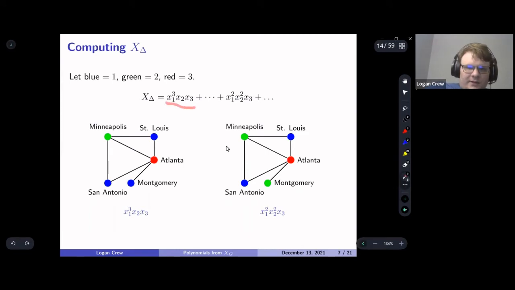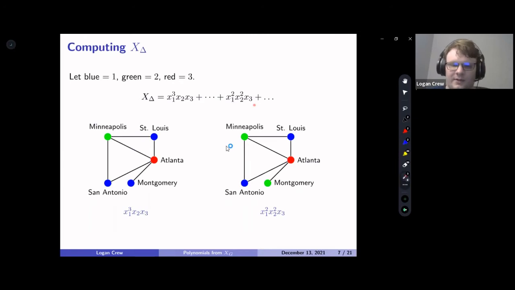From this first coloring, we get an x1 cubed, x2, x3: 3 blue, and 1 green and 1 red. Over here, we're getting a different exponent pattern, x1 squared, x2 squared, x3, because we're using 2 of one color, 2 of another, and 1. So again, just illustrating this added generality in that X of delta distinguishes these two proper 3-colorings, where they would not be distinguished by the chromatic polynomial.